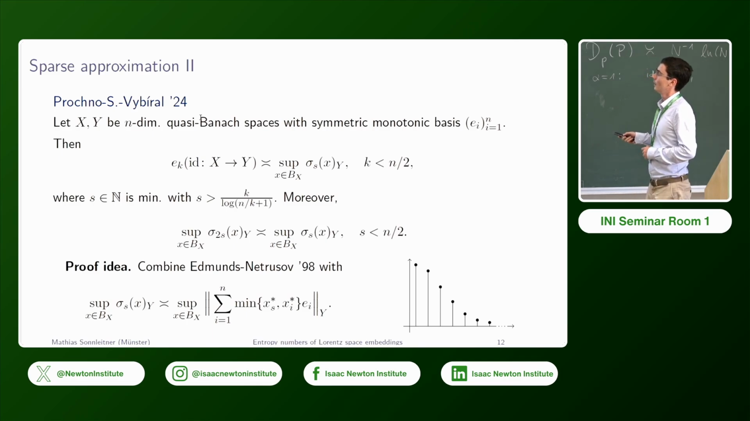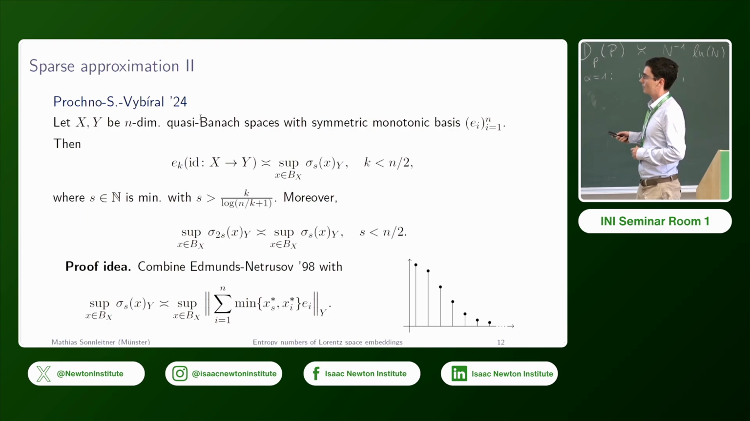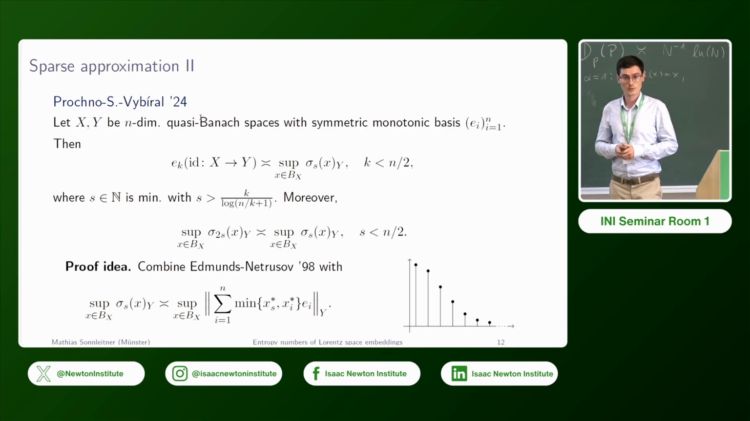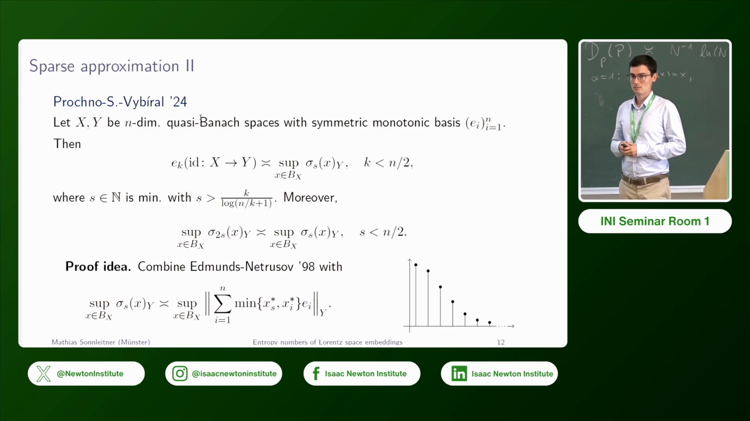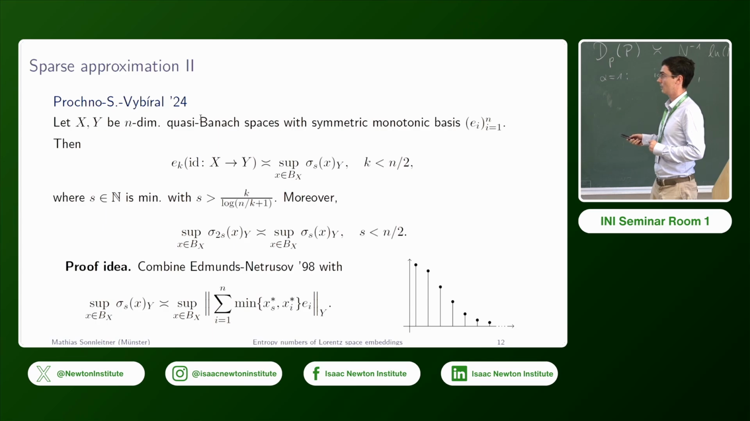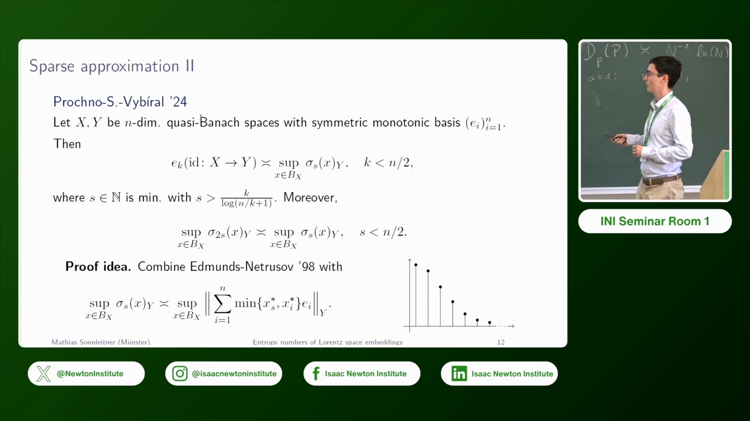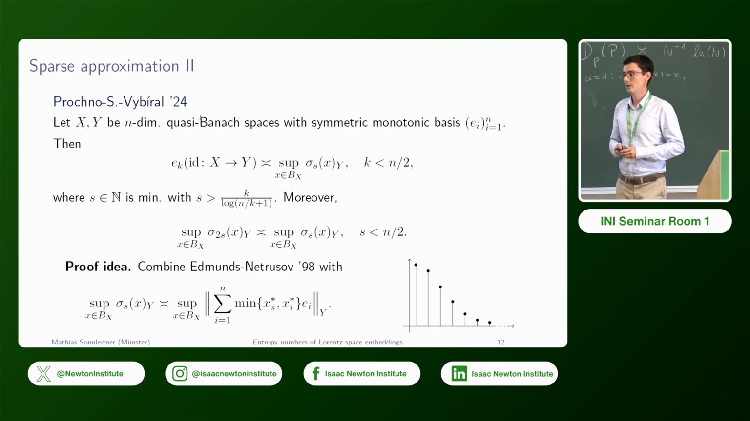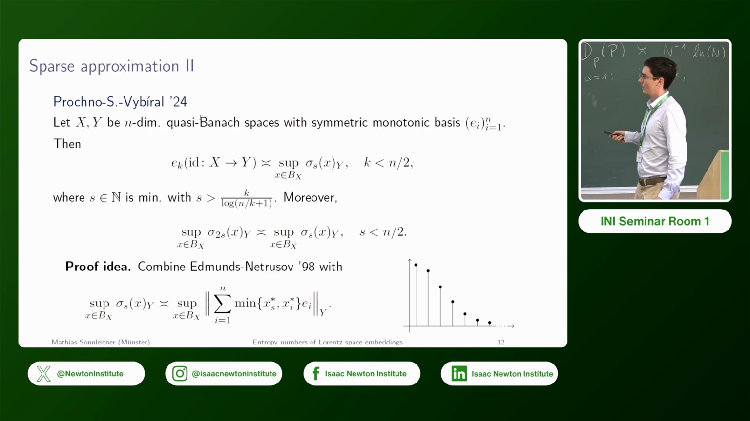And this follows, in fact, from results due to Edmunds and Netrusov from '98, which were kind of hidden. I talked to Thomas Kühn, and he also was not aware of the results which were there before he wrote his paper on entropy numbers, because with the results from Edmunds and Netrusov, one can also obtain the LP case. And Edmunds and Netrusov in fact considered this quantity here.